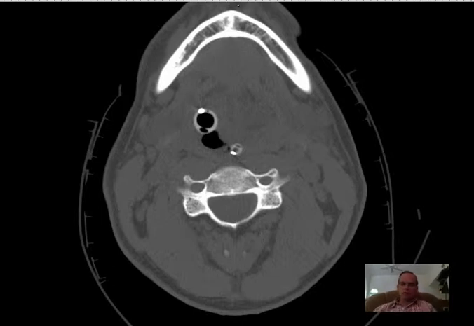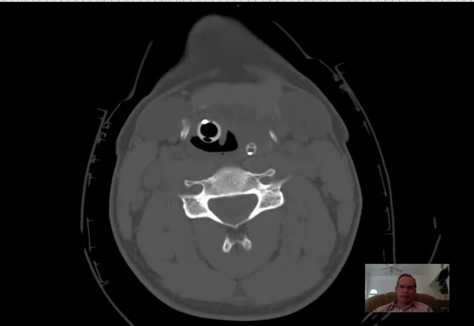Hello there, this is Dr. Mintz. This is a CT of the cervical spine in a 32-year-old male with a history of moped accident.